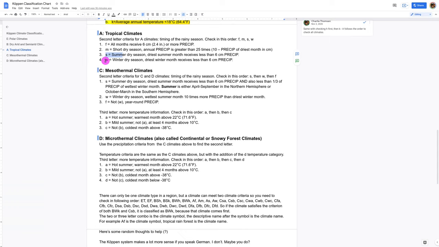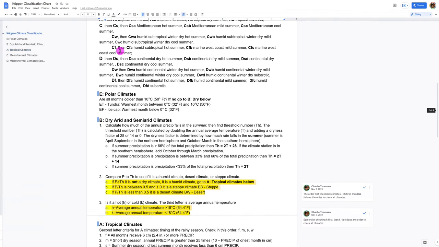And at this point, it has to be, unless you've made a mistake, because the first thing you do is check to see, is it an F? If it's not an F, you check to see, is it an M? If it's not an M, you check to see, is it an S? If it's not an S, it kind of has to be a W, unless you've made a mistake. I would still check, does the driest winter month receive less than 6 centimeters precip? Cool. So that's how you do that with a tropical climate.